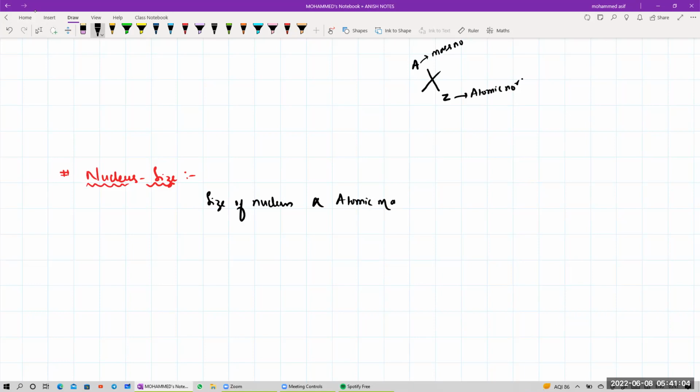Nucleus is spherical, so its volume, 4 by 3 pi r cubed, is directly proportional to your mass number. Simplifying this, we get the relation r equals r naught A to the power of 1 by 3. This is the standard formula you need to remember to find the radius of your nucleus. R naught is a constant. Its value is given in Fermi, that is r naught equals 10 to the power of minus 15 meters.